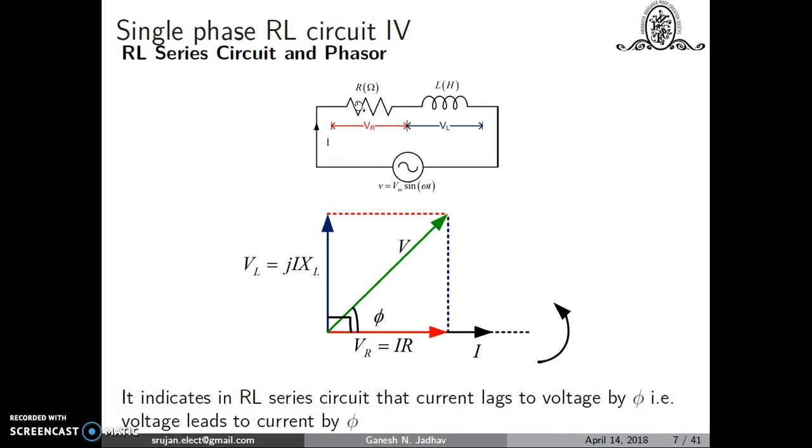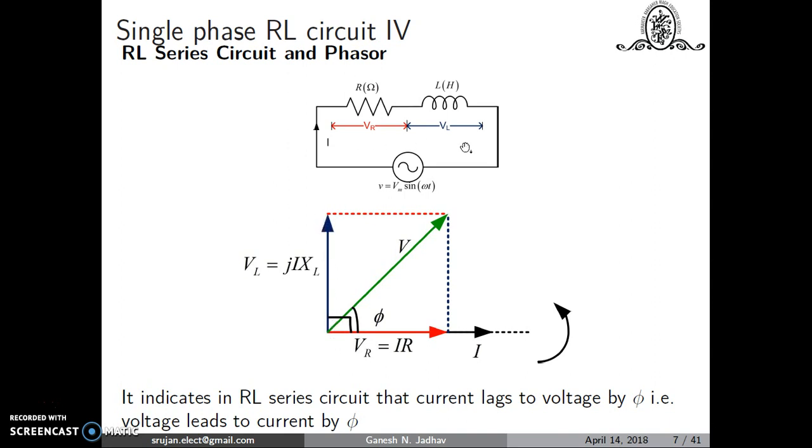How will we get VR? VR will be in phase with I, because we know that in a resistive circuit VR is equal to I into R. That is, in a resistive circuit, the voltage across resistance and the current flowing through it are in phase. So VR will be in phase with this I. Coming to the inductance, the voltage across inductance leads the current by 90 degree, or the current lags the voltage across the inductor by 90 degree. So this is my current, and the voltage will lead it by 90 degree.